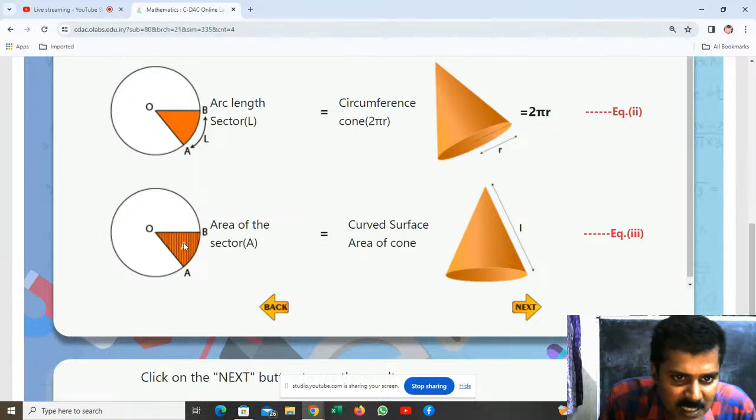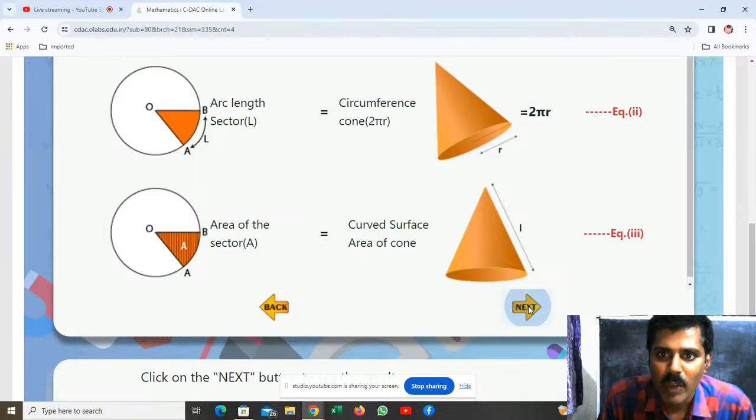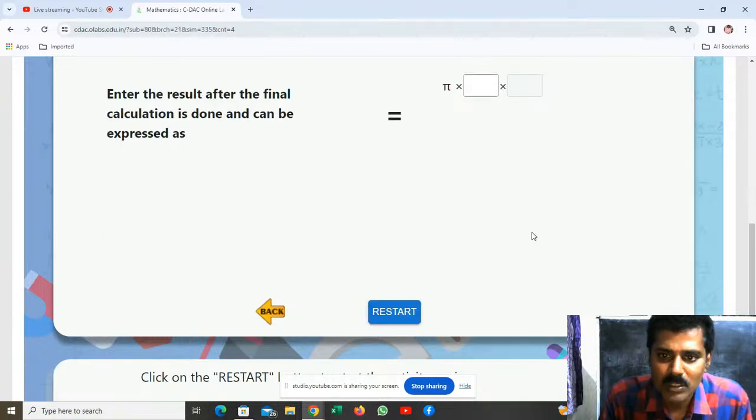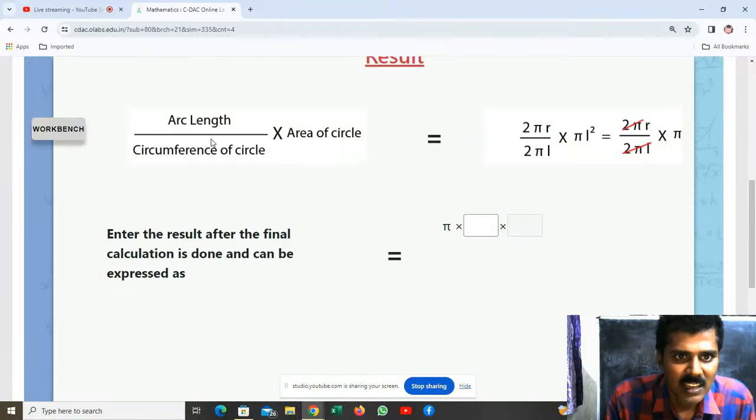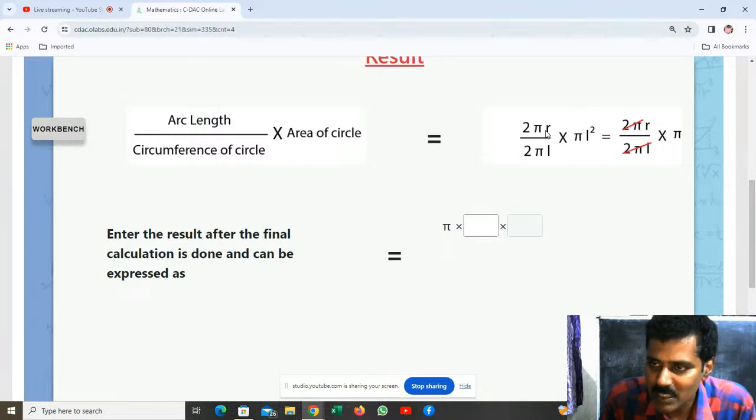Now area of the sector is nothing but curved surface area of the cone. So we have to find the area of the sector so that we can go with the surface area of the cone. So the calculation can be expressed as arc length by circumference of circle into area of circle. Arc length is equal to the circumference of the circle, 2 pi r. Circumference of the circle will be 2 pi r into pi r square.